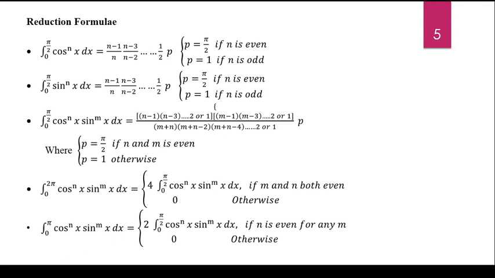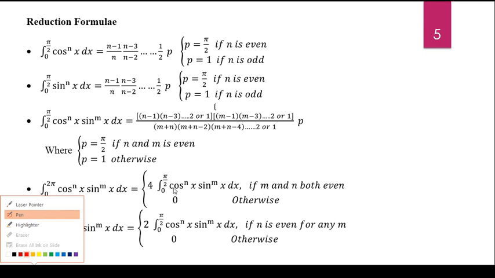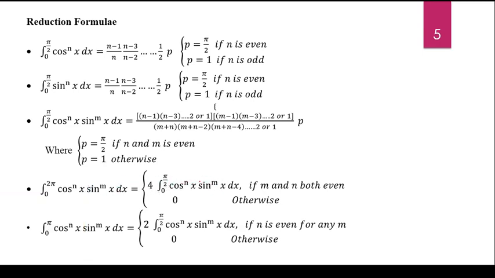In this course, the condition is very important. When both are even functions, then we write 4 times, otherwise 0. And when we find the integration from 0 to pi, check the condition for the power of cosine. If the power is even, then we can write 2 times. Otherwise, immediately write the 0 term.